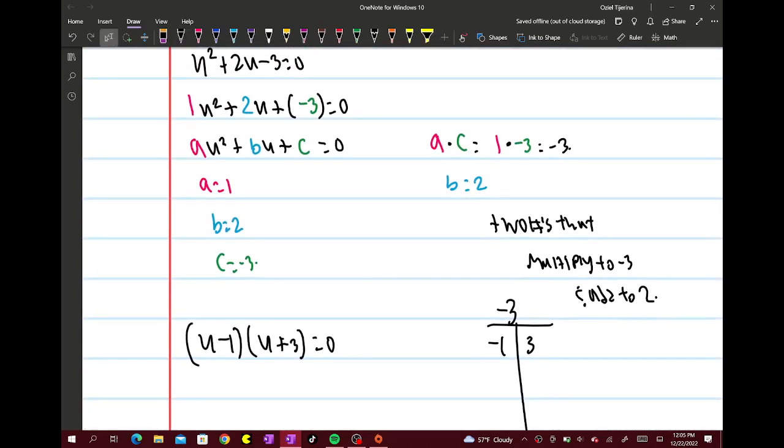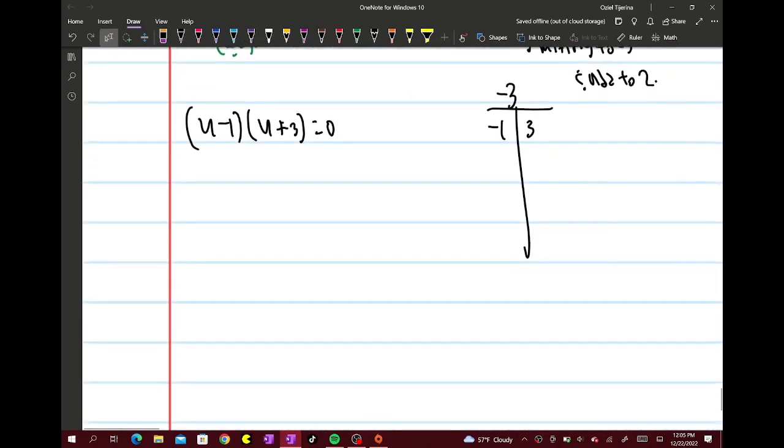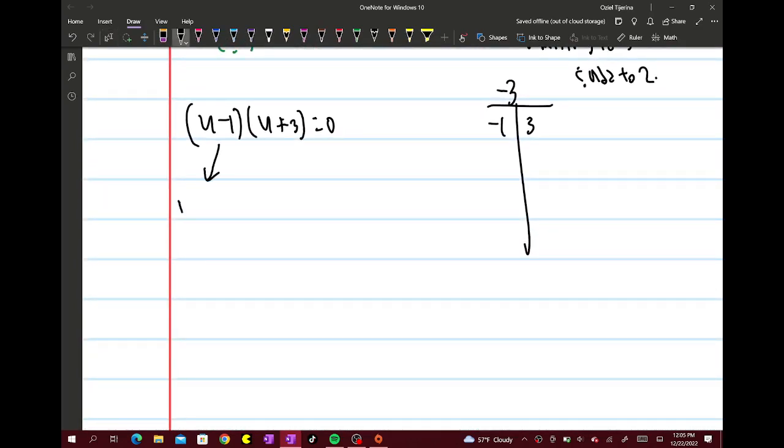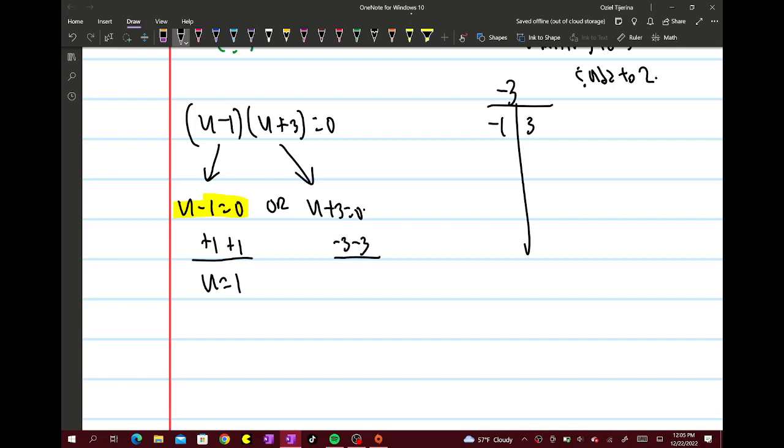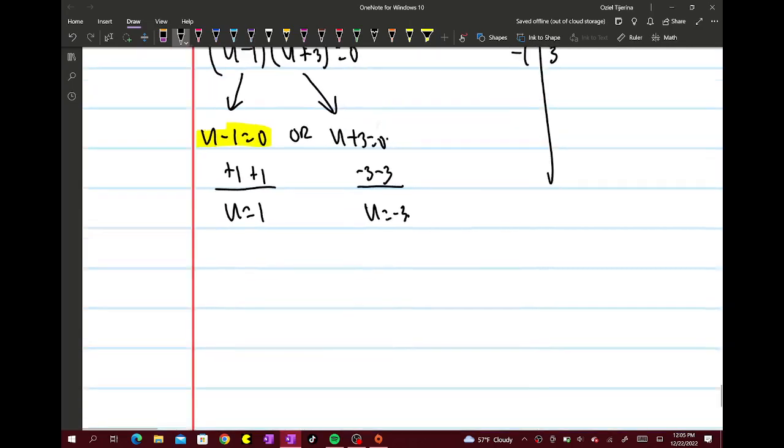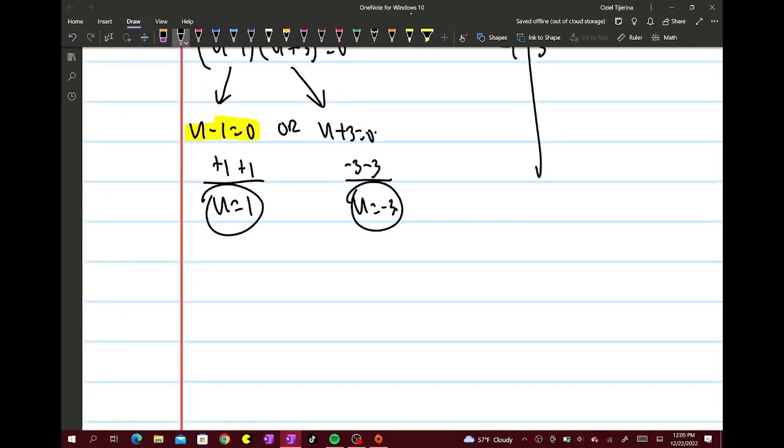Now, this will give you the following. You use, again, the zero product property. So u minus 1 equals 0, or u plus 3 equals 0. Then you solve both of these for u. You add 1 on both sides here, you get u equals 1. And then you subtract 3 on both sides over here, you get u equals negative 3. So you have u equals 1 or u equals negative 3.